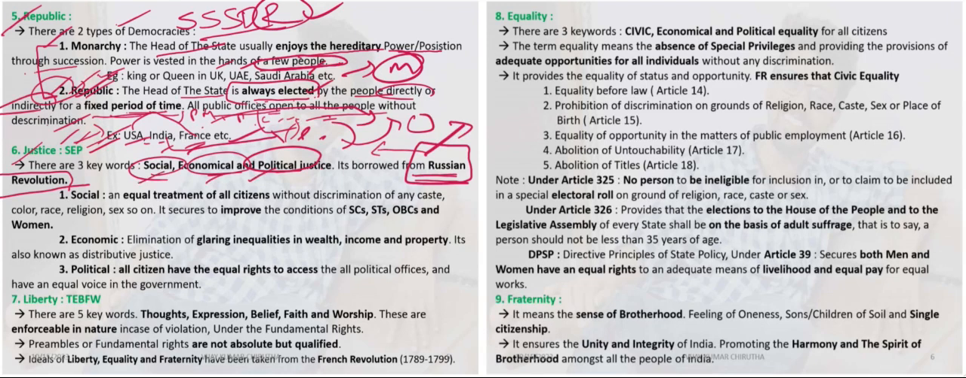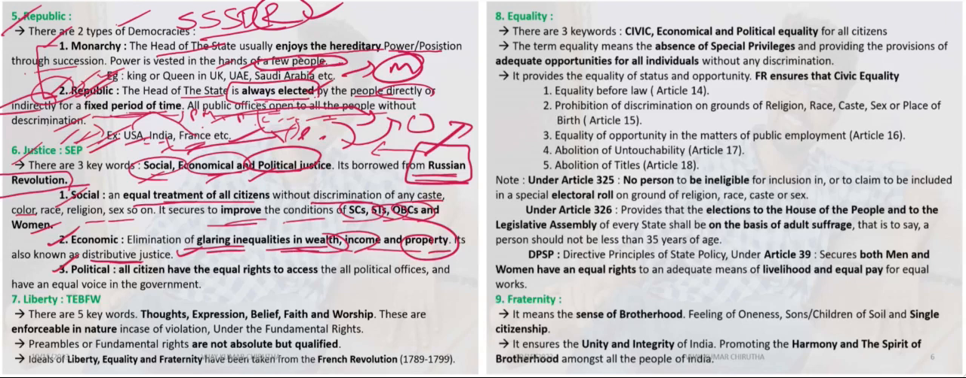There are three keywords in justice: social, economic, political. Let's see one by one. Social justice is the equal treatment of all citizens without any discrimination of caste, color, race, sex, and religion. It seeks to improve the conditions of SC, ST, OBC, and women. Economic justice describes the elimination of glaring inequality in wealth, income, and property. Wealth, income, property, these three are distributed among the people equally. It is also known as distributive justice.